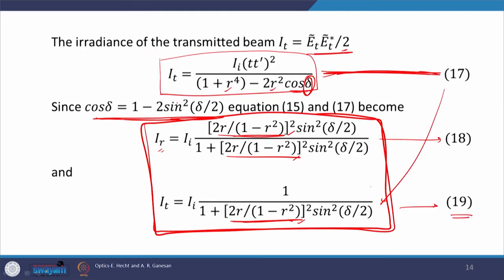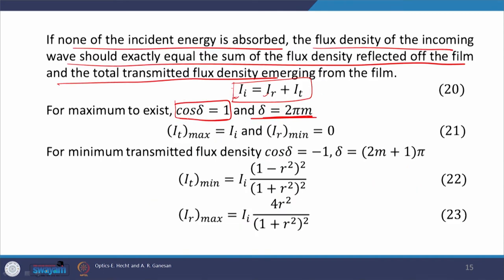Yeah, and if cos del is equal to 1, then this term will have its maximum value, and if this term has maximum value, therefore the whole denominator would be minimum, and if the denominator is minimum, the transmittance is maximum. Therefore we can say that if del is equal to an integral multiple of 2 pi, the transmitted intensity maximizes, and it would be equal to Ii. Okay, and at that time there would be zero intensity, zero irradiance in the reflected part.